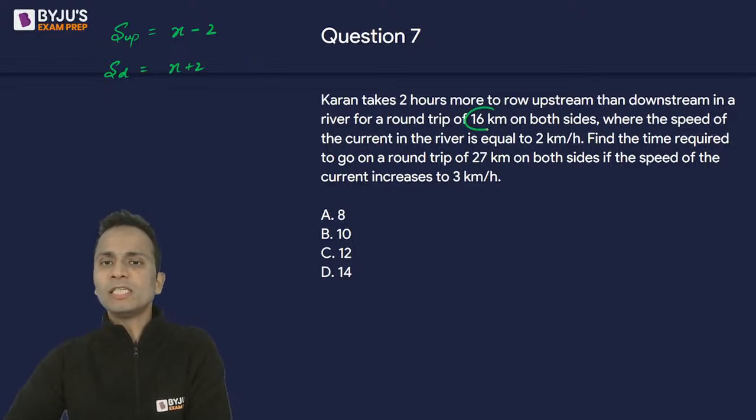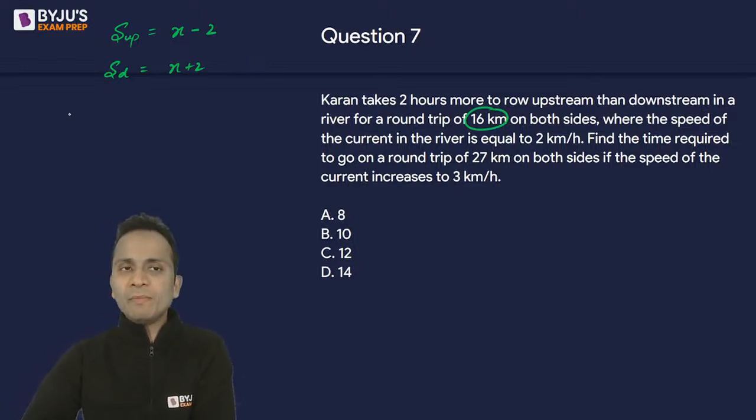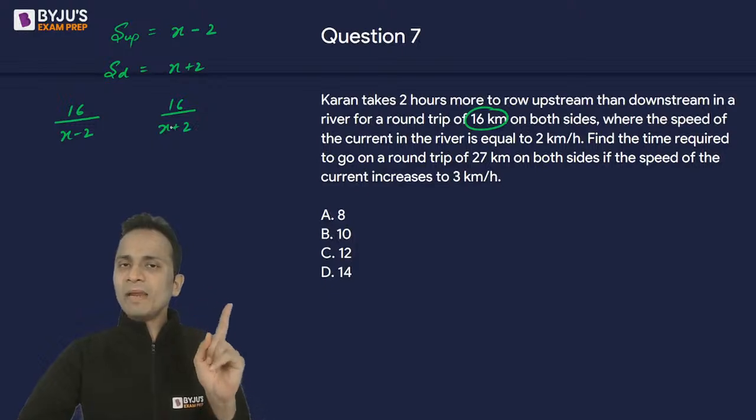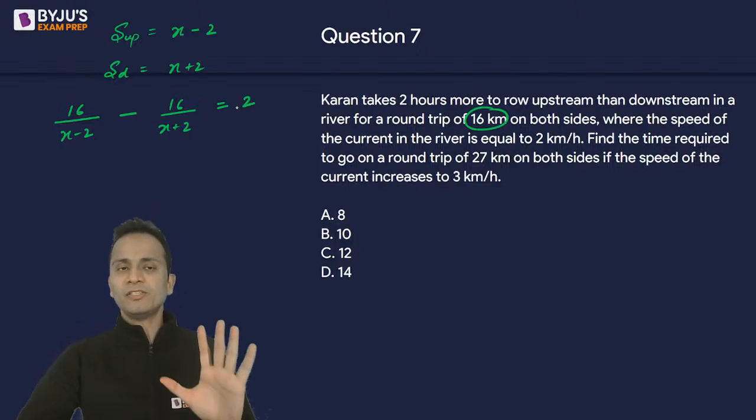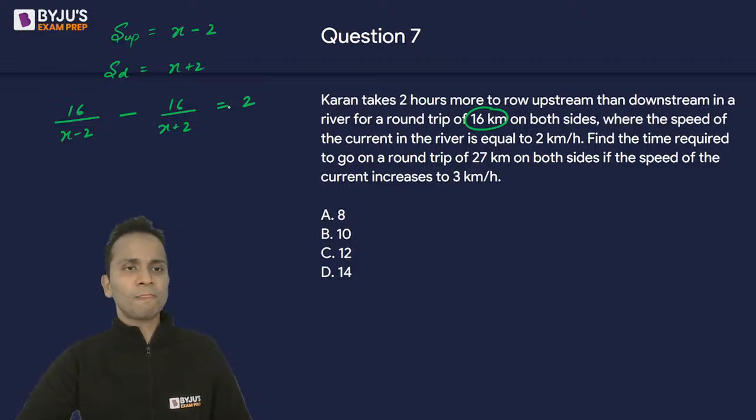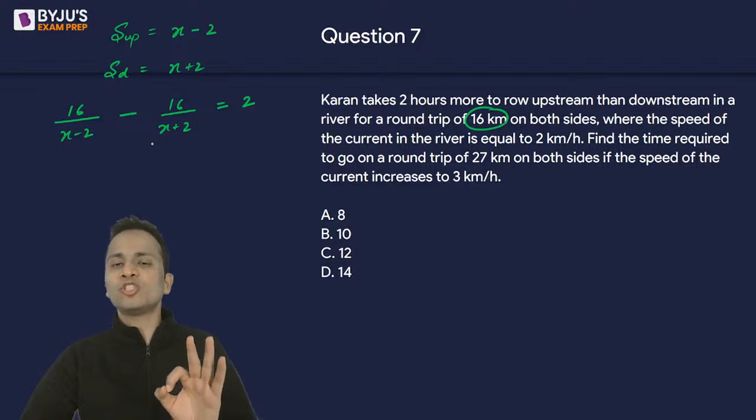Okay, now, the distance to be covered is 16 km. So, time taken upstream will be distance upon speed. Time taken downstream will be again distance upon the speed. Now, here, time taken upstream is more than time taken downstream. So, I'll take the difference as 2. Okay, right? This is given to us. Done. Now, here we can take LCM on the left hand side, do cross multiplication, get a quadratic in x and find the value of x. It will take you at least 30 seconds to 1 minute.